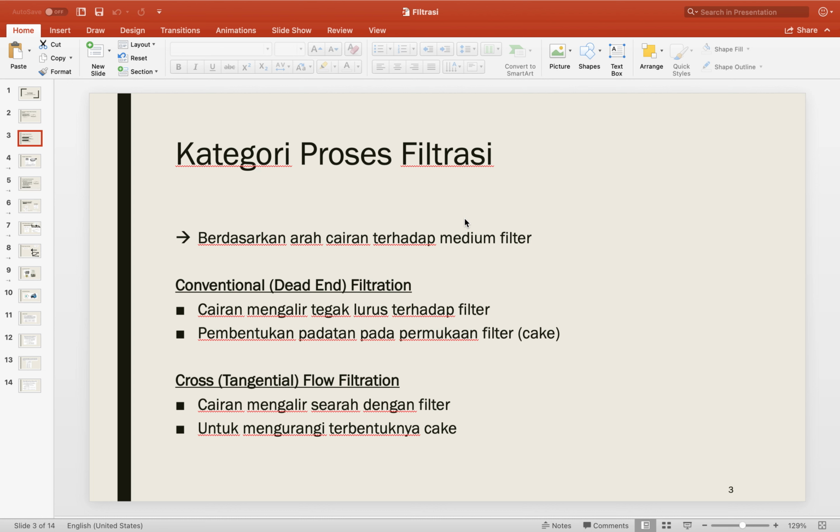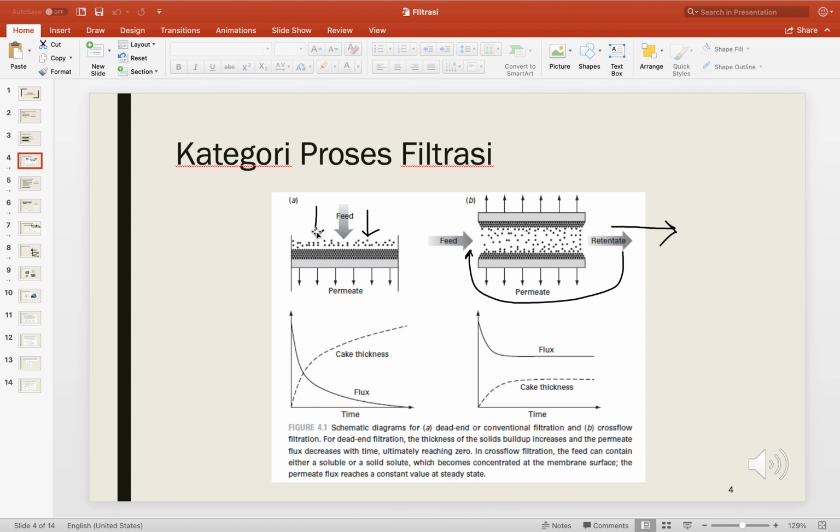The filtration process can be categorized as conventional filtration and cross-flow filtration. The conventional one operates based on dead end operation. Dead end means that you have the feed or the fluid go in this direction. Basically this is your filter and this is your feed, and your feed goes directly to the filter, and then all the solid will be retained by the filter, and you will have the permeate, or what we call the filtrate.